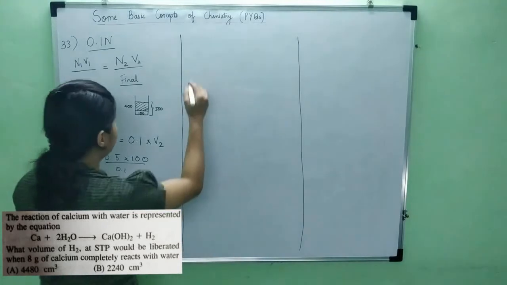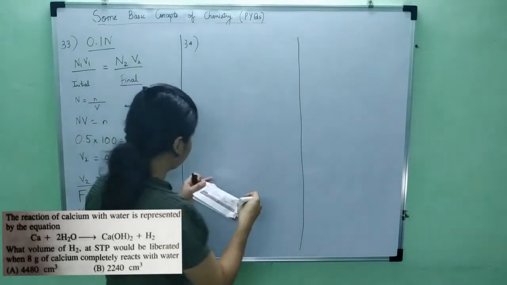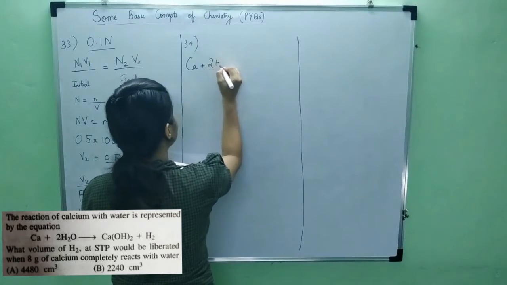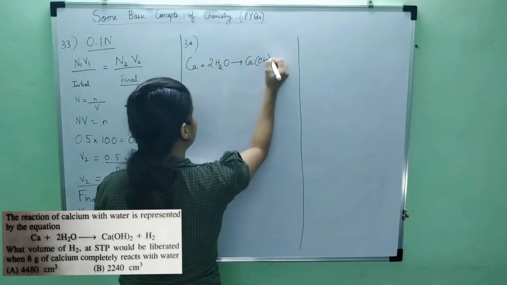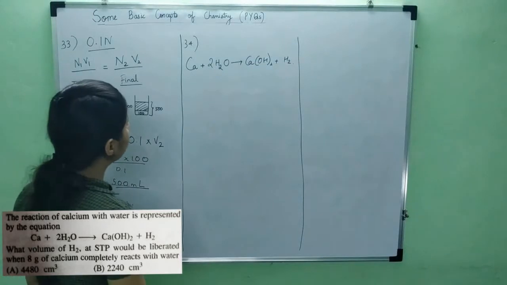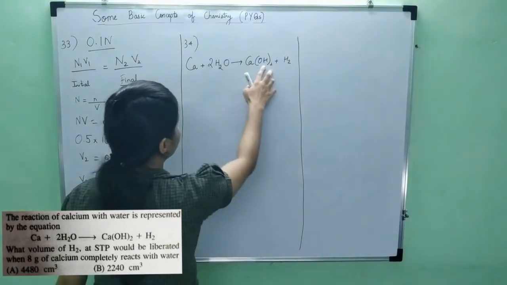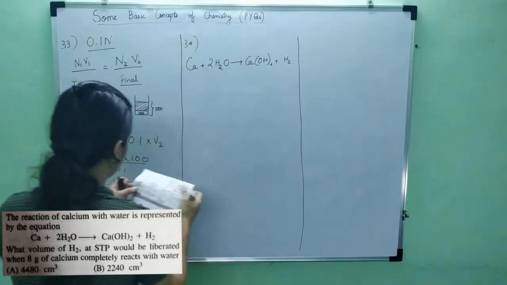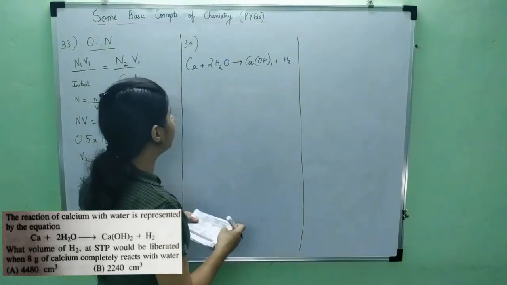Okay. Next question: the reaction of calcium with water is represented by the equation. Whatever the equation is, have a habit to always write the equation down first. So calcium plus water gives us calcium hydroxide plus hydrogen. Now is this a balanced equation? No. This is the balanced equation: 2 and 2, 4, and 2 oxygen, yeah, it is balanced. Now what volume of hydrogen at STP would be liberated when 8 gram of calcium completely reacts with water?